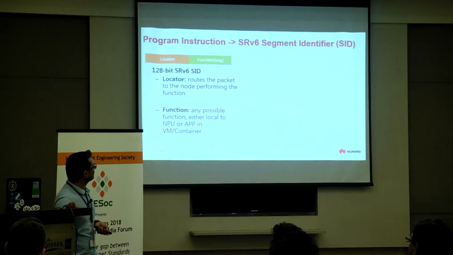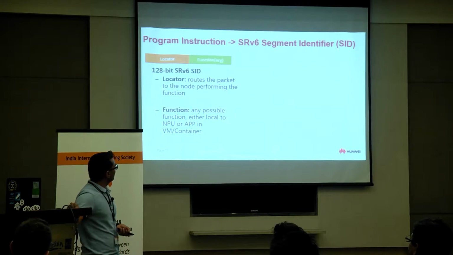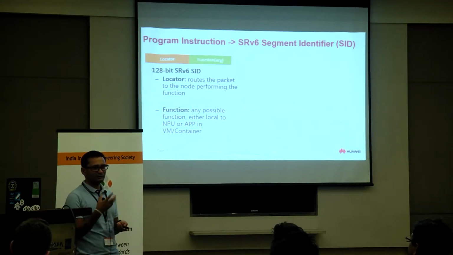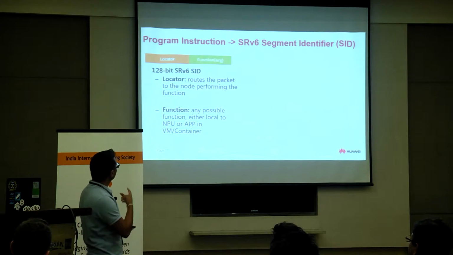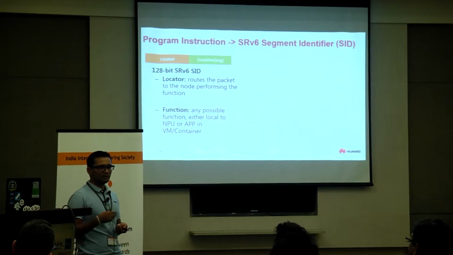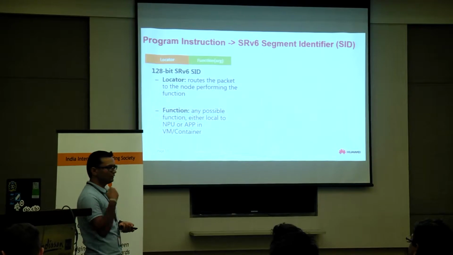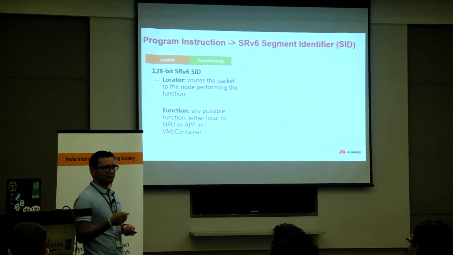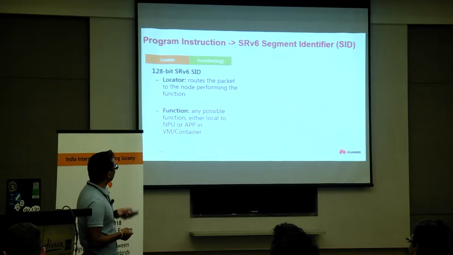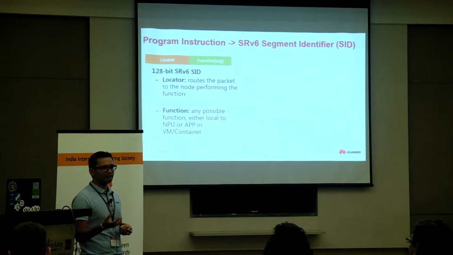Well, the program instruction we call here is the segment identifier, and the program is nothing but a segment list of these segments. It has two parts, locator and function. The locator actually routes this particular segment to the node which will act on it, which will perform some function on that. So that is the locator part, and the other one is the function part. The function is like you can pretty much encode any function you want, any function you implemented.